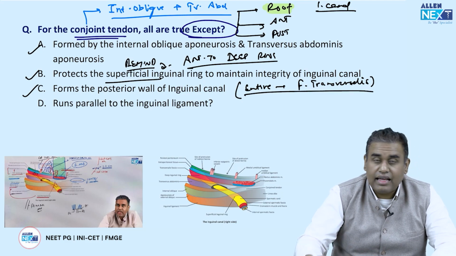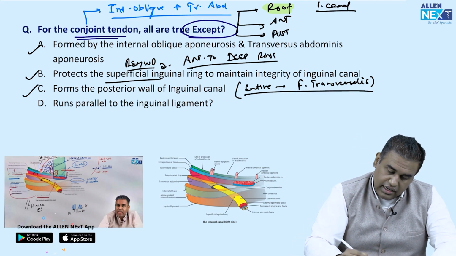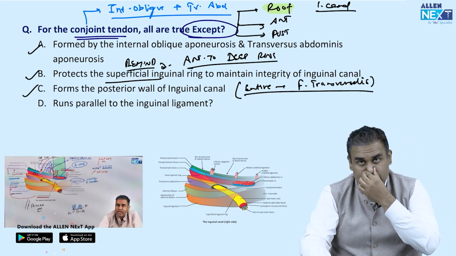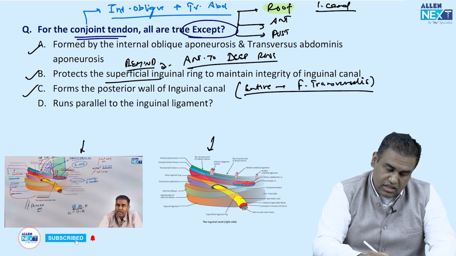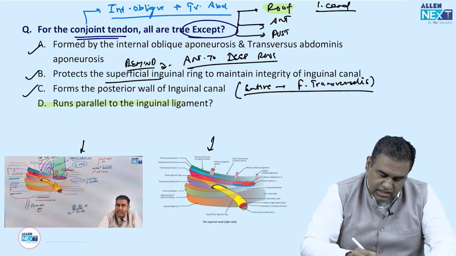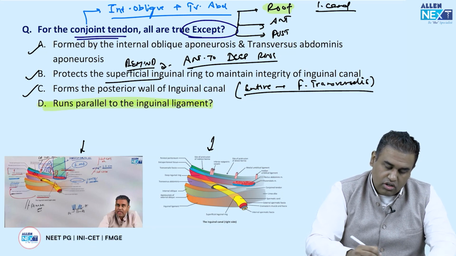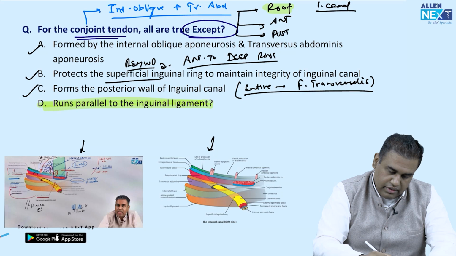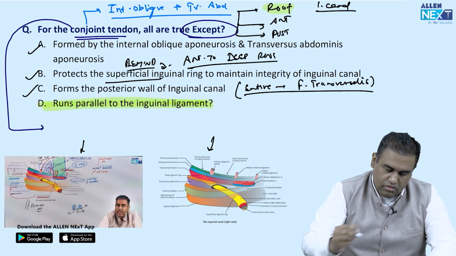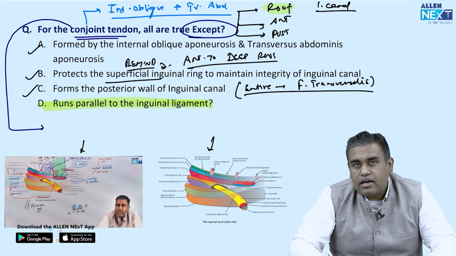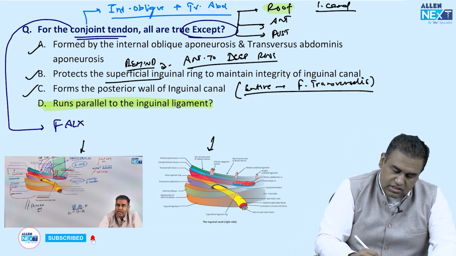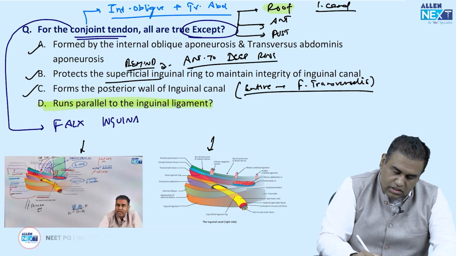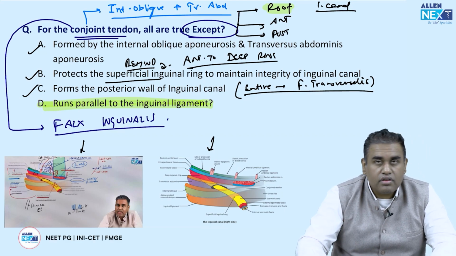Fascia transversalis forms the entire posterior wall, and the entire anterior wall is formed by the external oblique aponeurosis. You can see in the screenshots, we discussed them in much detail. But obviously, the last statement is wrong. They are saying it does not run parallel to the inguinal ligament. What is the other name of the conjoint tendon? You can write in the comment box. The synonym: it is sickle shaped, lies in the inguinal region, and we call it falx inguinalis. This is the other name of the conjoint tendon.